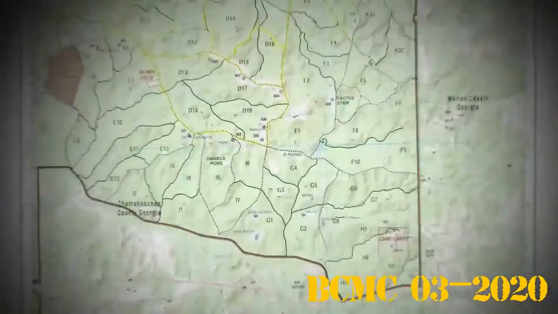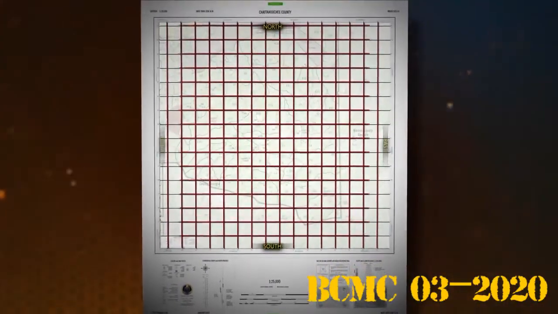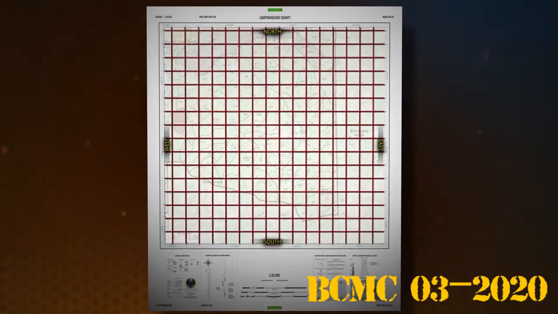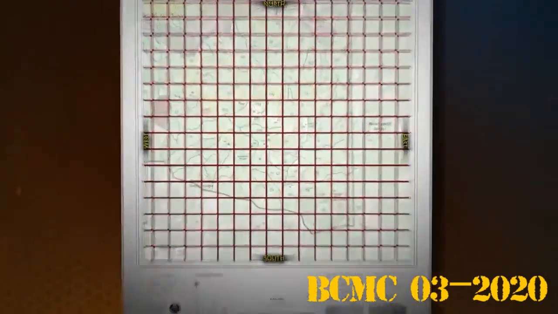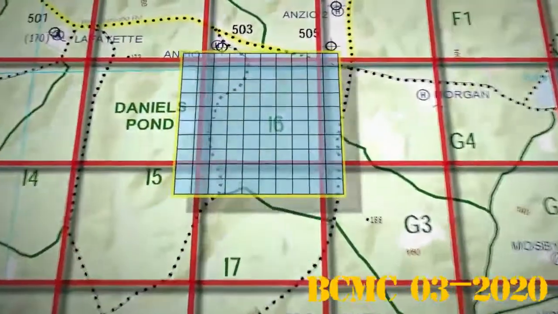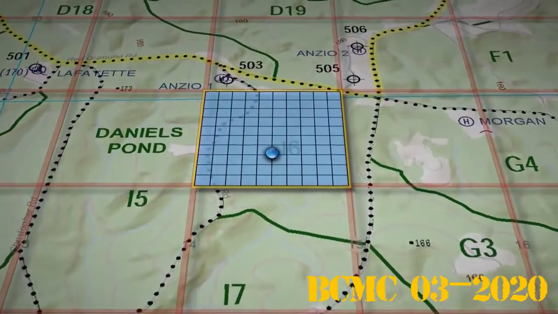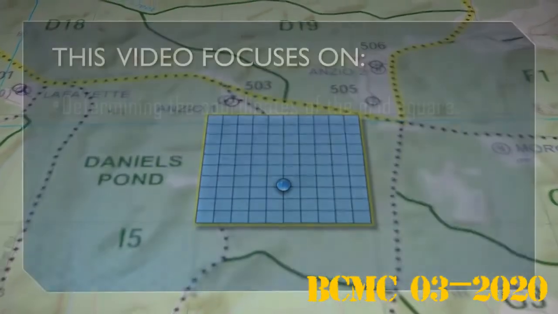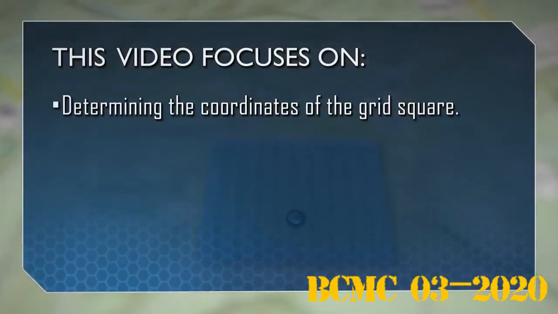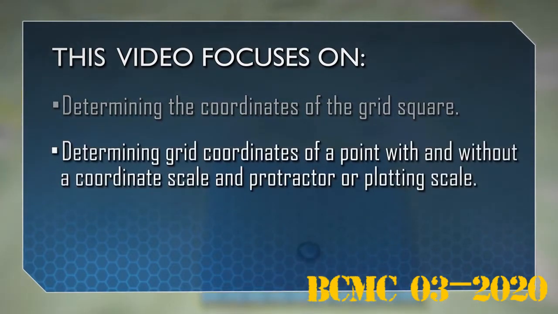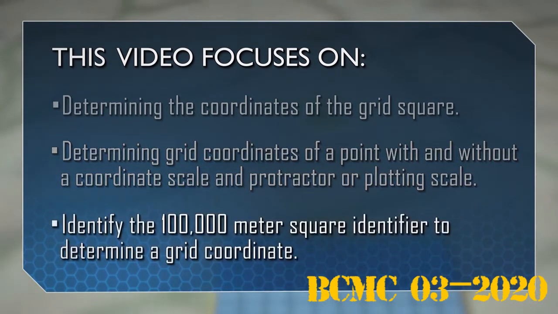The military grid system is a network of squares formed by the north-south and east-west grid lines printed on a map. The purpose of the grid system is to enable the soldier to quickly and accurately locate a point on a map. This video focuses on determining the coordinates of the grid square, determining grid coordinates of a point with and without a coordinate scale and protractor or plotting scale, and identifying the 100,000 meter square identifier to determine a grid coordinate.